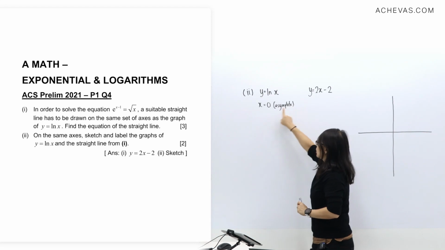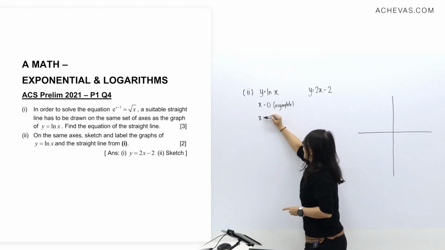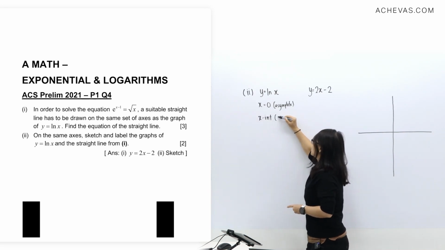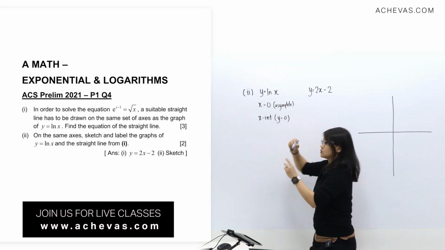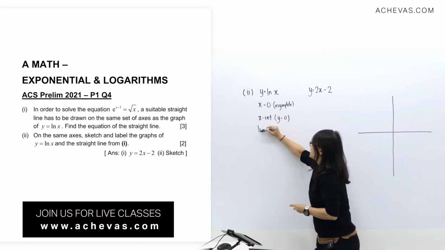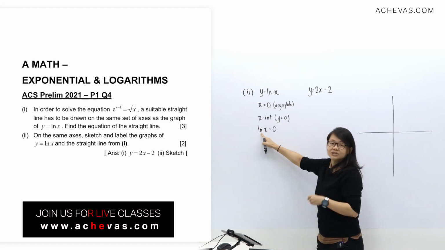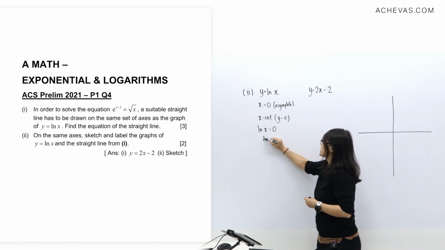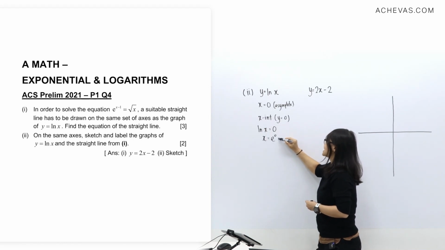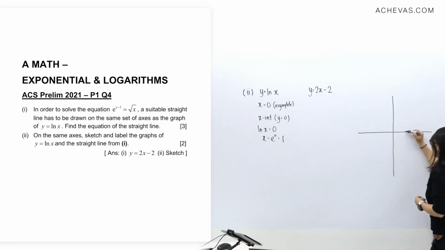Next, after the asymptote, I will go on to find the x-intercept. To find the x-intercept, we are going to equate y to 0. So putting 0 here, I'm solving ln x equals 0. To handle ln, we take e both sides. So take e here, it gets cancelled. e to the power 0, the answer will be 1. So we know the x-intercept is 1. Let me just put in here, 1.